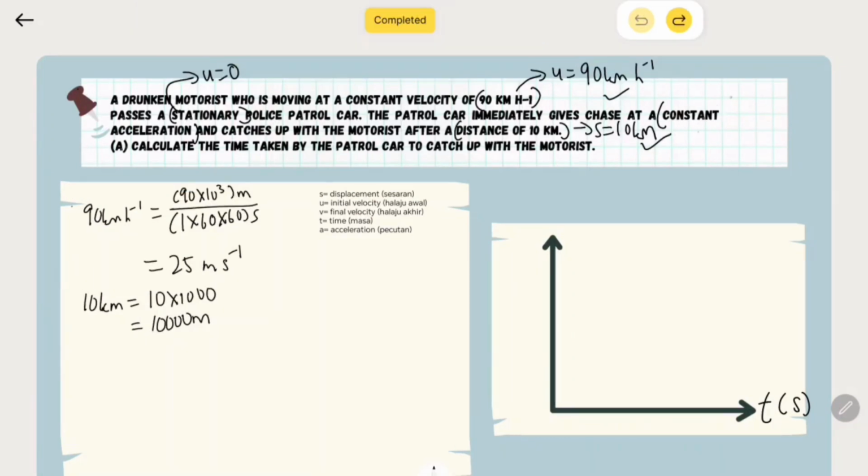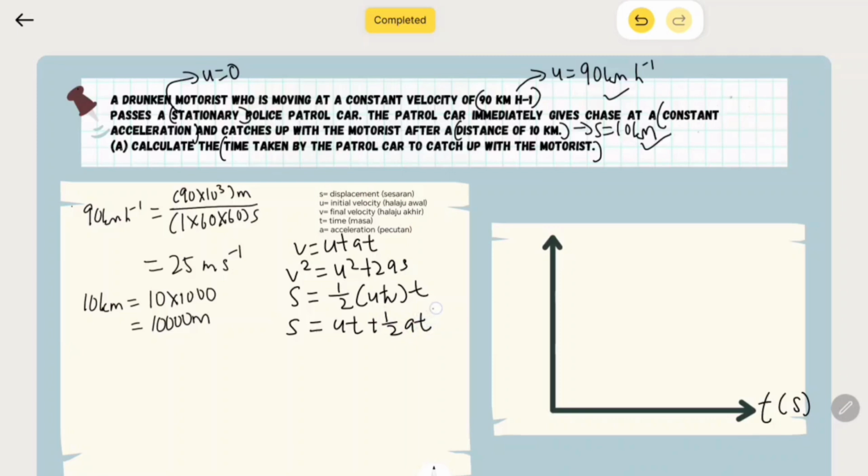Before we start solving question A, which is the time taken by the patrol car to catch up with the motorist, let us refresh the 4 equations of linear motion. The first one, v equals u plus at. Second one, v squared equals u squared plus 2as. Third one, s equals 1 over 2 times (u plus v) times t. And the fourth one, s equals ut plus 1 over 2 at squared.